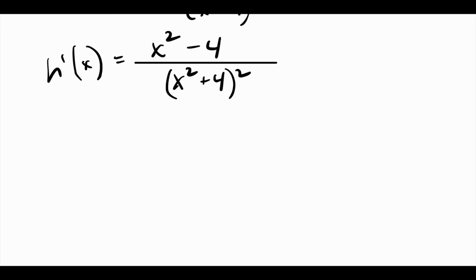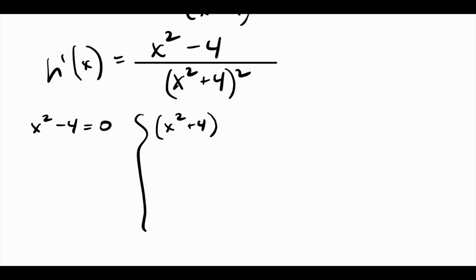So I have x squared minus 4 equals 0, and x squared plus 4 squared equals 0. I got to set the numerator equal to 0 and the denominator equal to 0. That'll give me my critical values.